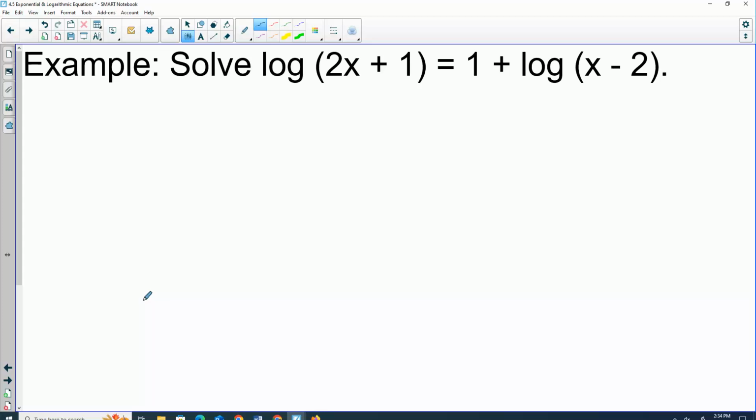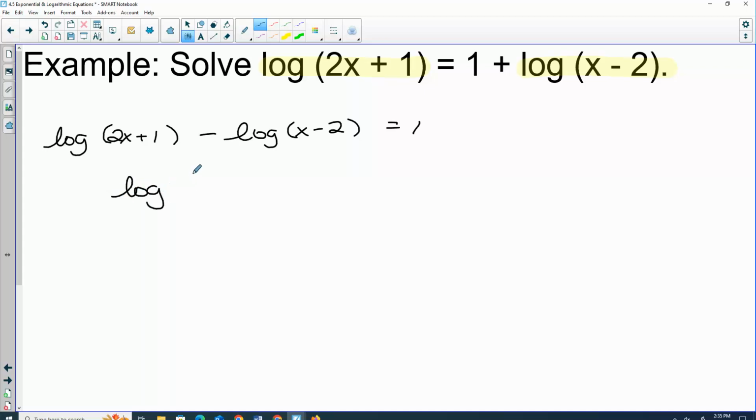Can I combine 1 plus the log of x minus 2? No. What did you say, Joan? Both of these terms have a log, so let's get them on the same side. So we have the log of 2x plus 1 minus the log of x minus 2. So now these logs are subtracted, which means we can combine them by division.